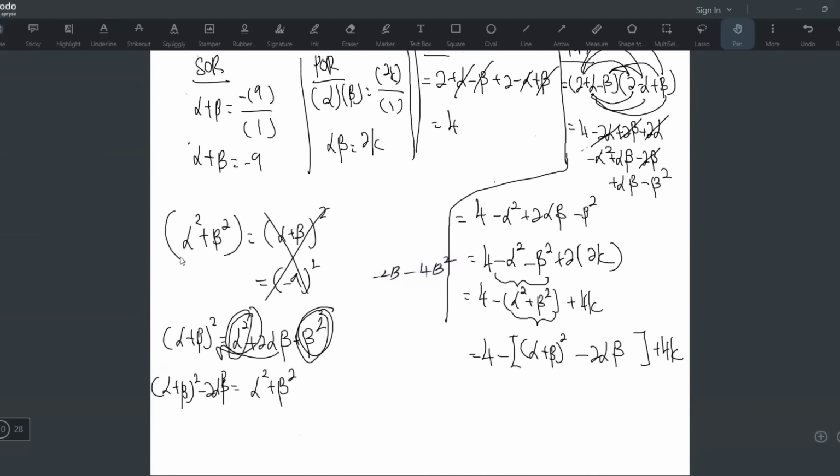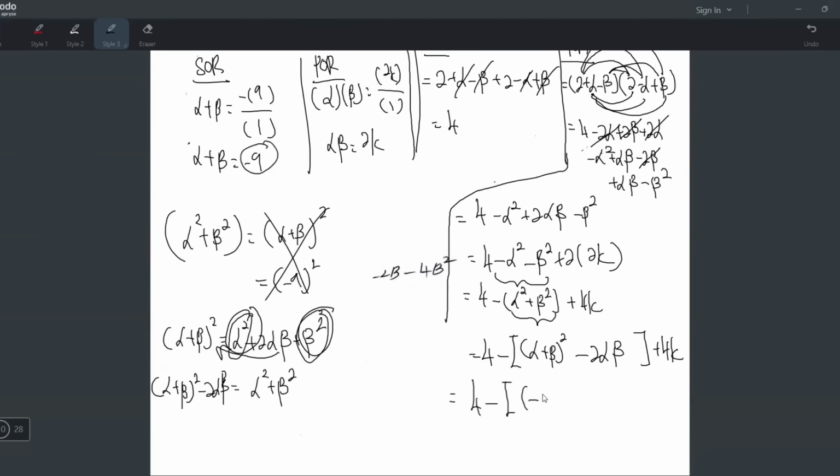And also you have to use a big bracket because there are so many terms inside, so it will get confusing later. And also it's a minus here, that's why the bracket is very important. Okay, 4 minus. Now do the inside first. Alpha plus beta, now can substitute already. Negative 9 square. And then minus 2 times alpha times beta, which is 2k. And then plus k, right? The inside can be simplified further, so don't open the bracket yet. Negative 9 square is 81. Minus 2 times 2 is minus 4k, close bracket, plus k.